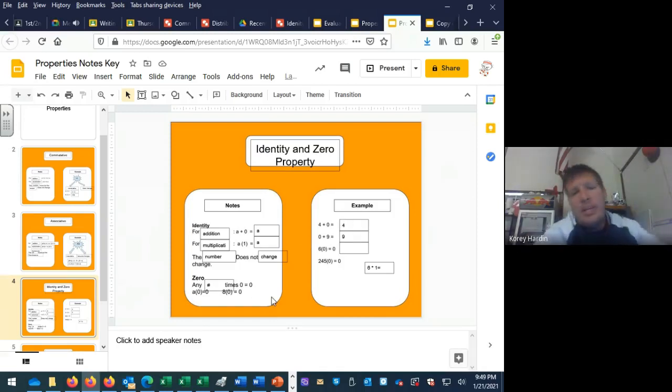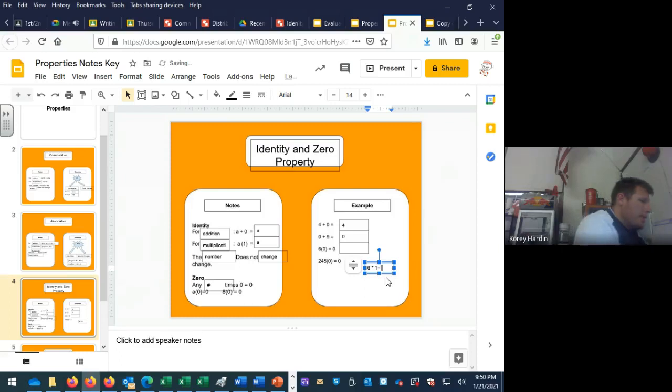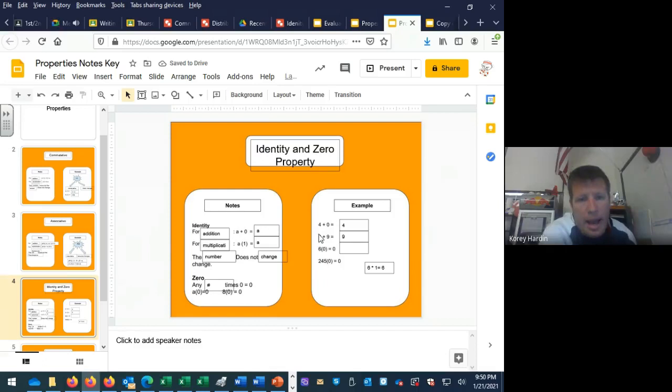4 plus 0, identity property tells me that 4 plus 0 is going to be 4. 0 plus 9, identity property tells me that 0 plus 9 is going to be 9. And both of those are identity property of addition. Identity property of multiplication is down here. 6 times 1 is going to equal 6. And then 6 times 0, well, that's going to be zero property because I'm using multiplication and I'm using a 0. So 6 times 0 is 0. 245 times 0 is 0. Boom, identity and zero property.